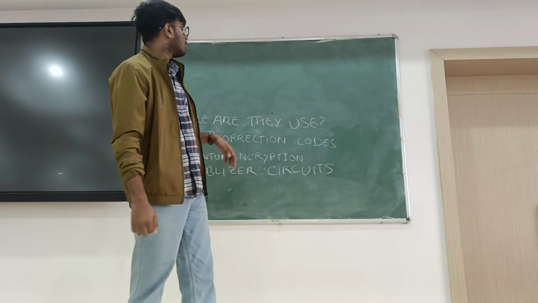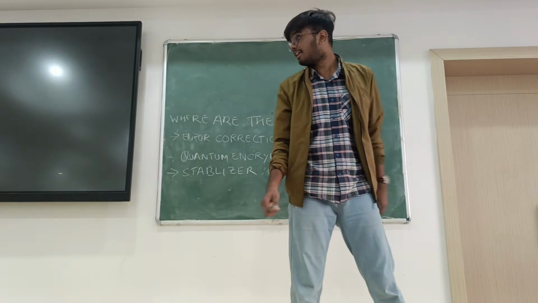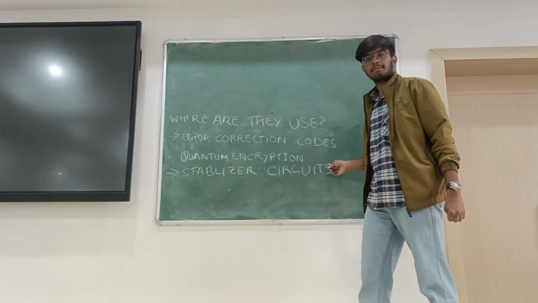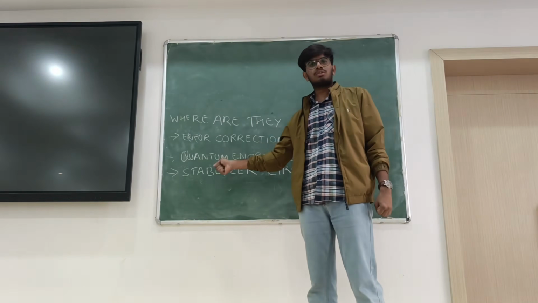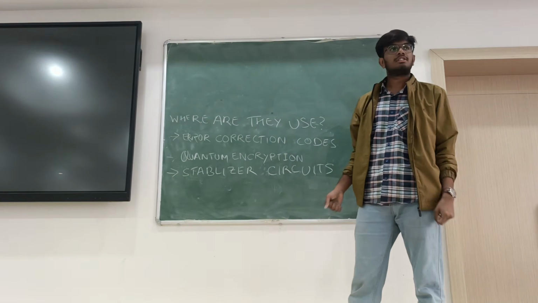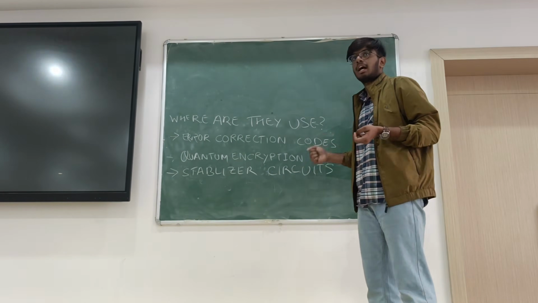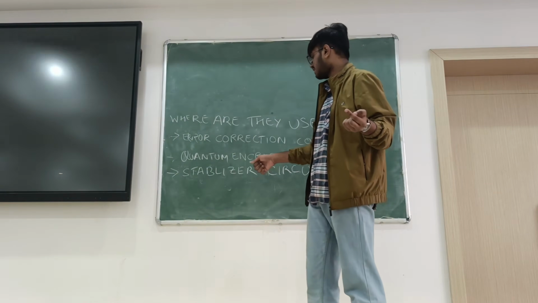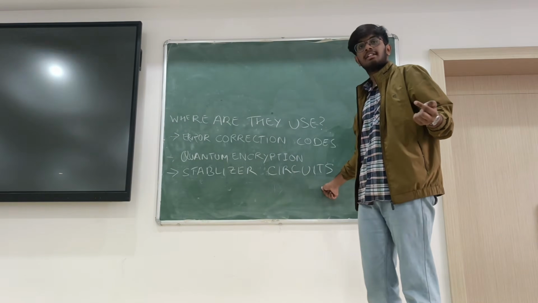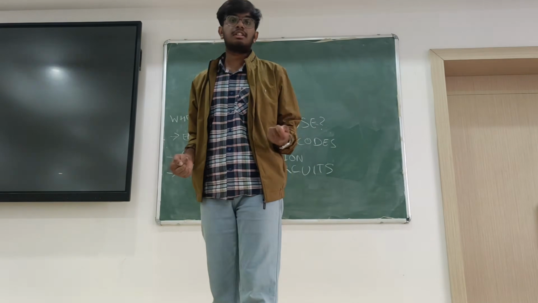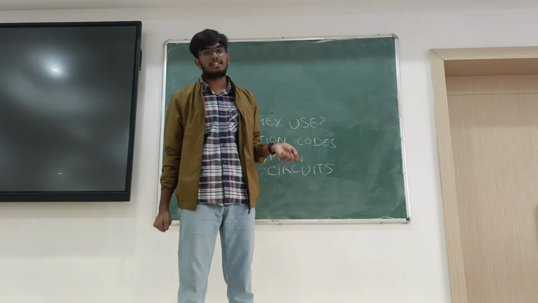Now let me tell you, where are they really used in real life? They are used in error correction codes in quantum circuits. They are also used in quantum encryption. Just like classical encryption, there is also quantum encryption. Now, the third use of these gates is stabilizer circuits. They are also used in stabilizing circuits. These are the uses of Pauli gates.